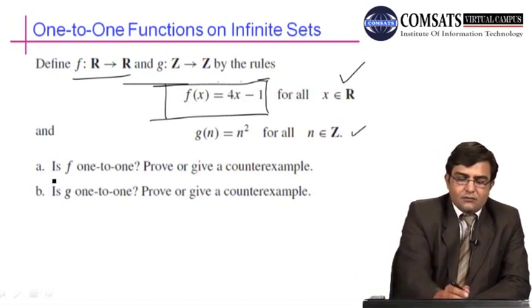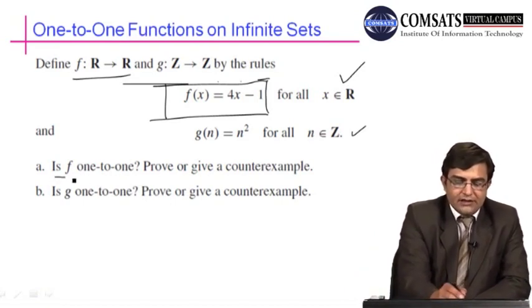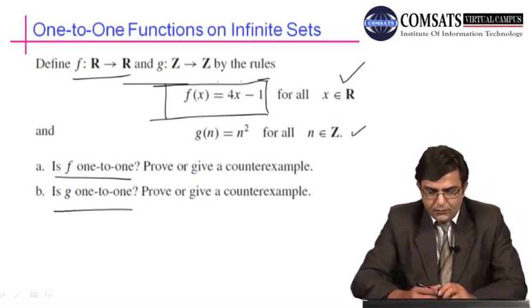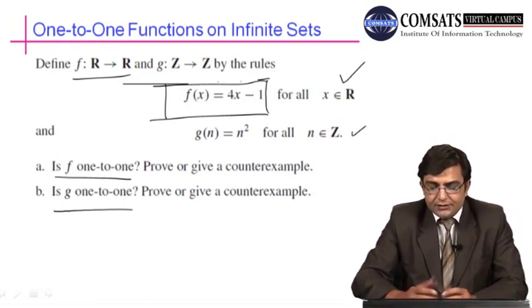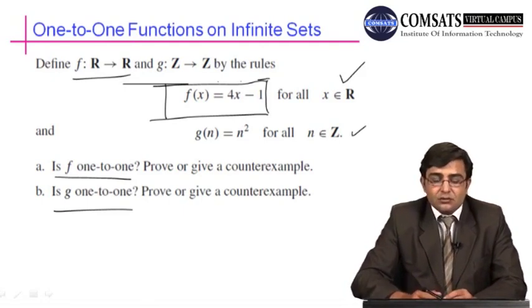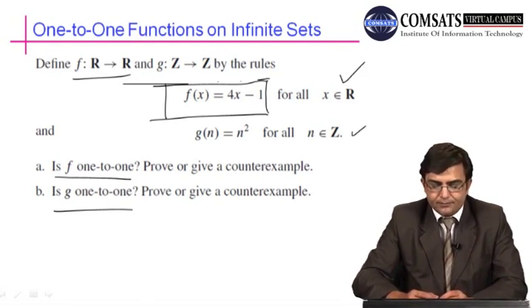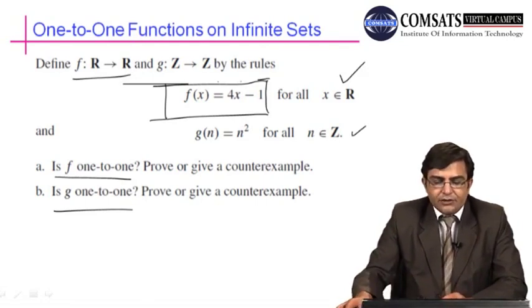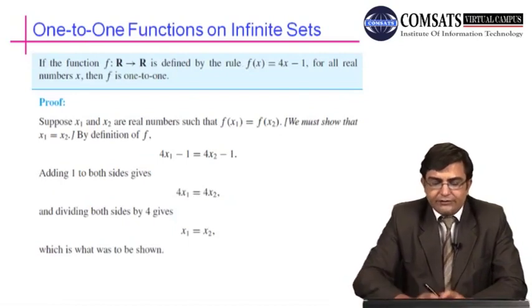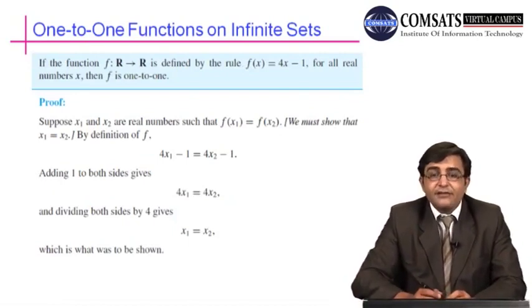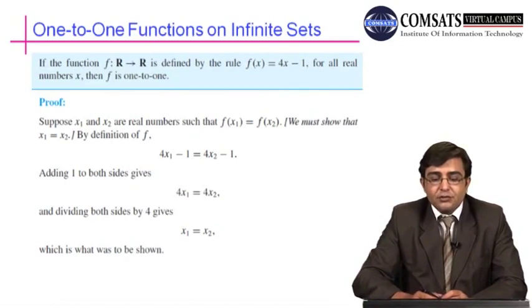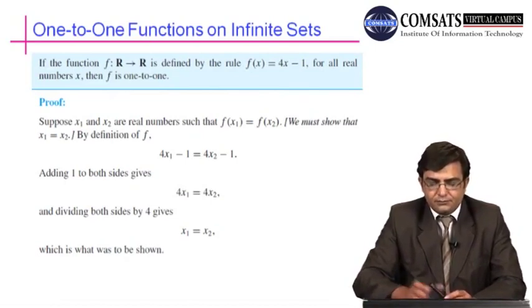Now we have to prove or disprove whether f is one-to-one, and whether G is one-to-one or not. If we do not succeed in proving that f is one-to-one, then we shall try to give a counterexample that it is not a one-to-one function. First we take the function f and we try to prove that it is a one-to-one function.